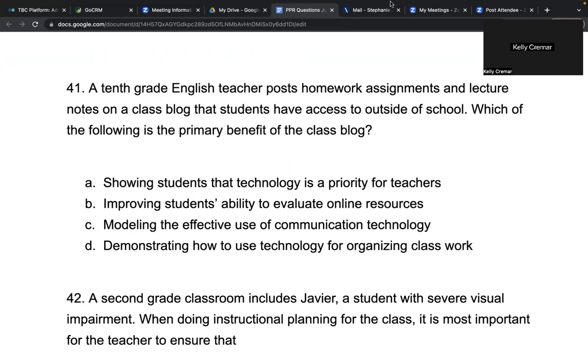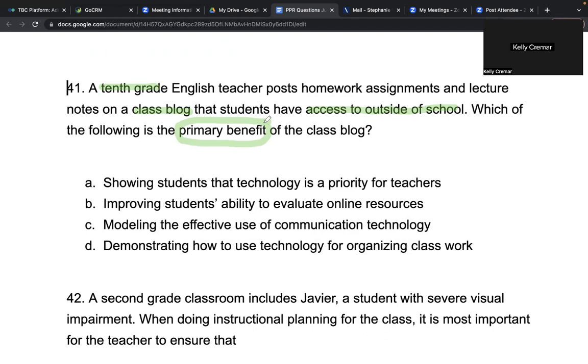No, let's break it down. 10th grade English teacher. Assignments and lecture notes in the class blog. And it's a homework assessment. Access outside of school, I think, is important. And it's asking us primary benefit, the main reason, what we get out of utilizing the class blog. Okay, I'm sorry for interrupting. Continue with the answer choices.